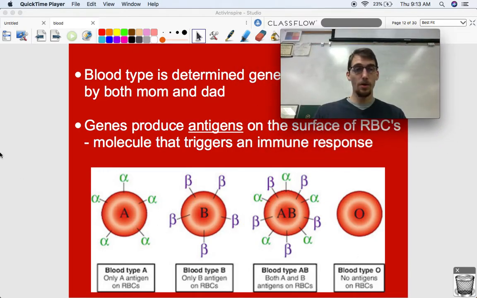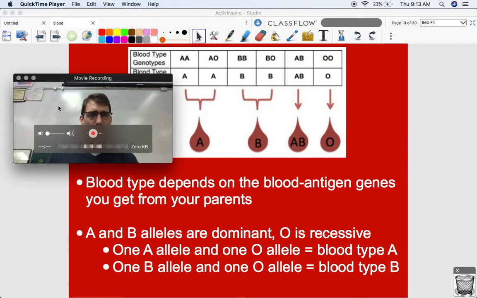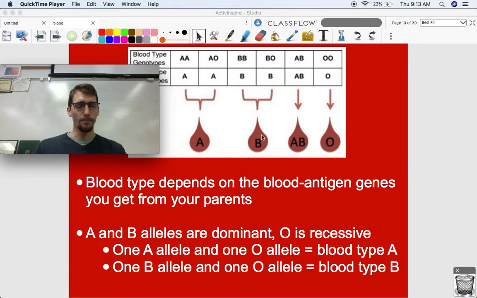So how is that determined at all? Well, blood type depends on the blood antigen genes that you get from your parents, as I mentioned before. So if your mom is type A and your dad is type AB, then if you're type O, that's a problem, if you catch my drift.